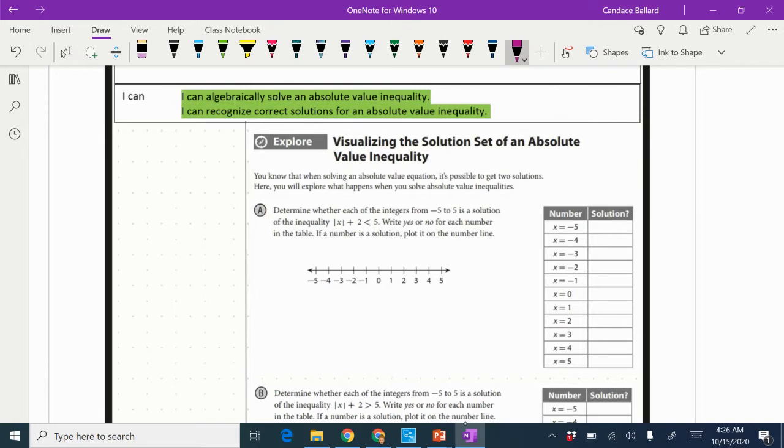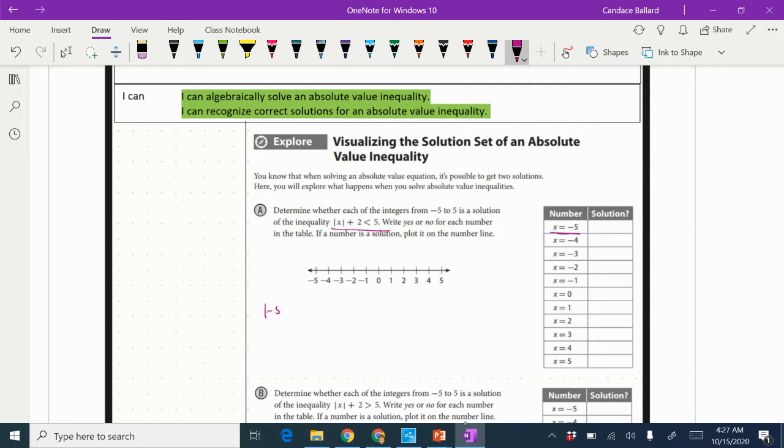You know that when solving absolute value equations, it's possible to get two solutions. Here we're going to explore what happens when you solve absolute value inequalities. So we are supposed to determine whether the integers from -5 to 5 are a solution of the inequality absolute value of x plus 2 less than 5. Yes or no for each number in the table, and if the number is a solution, plot it on the number line. So all I'm going to do is take this number and plug it into here.